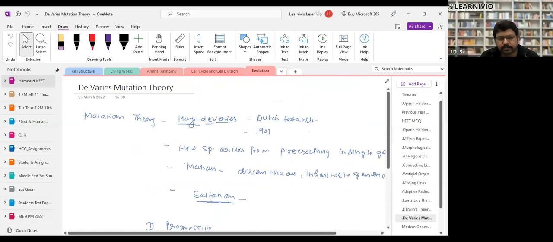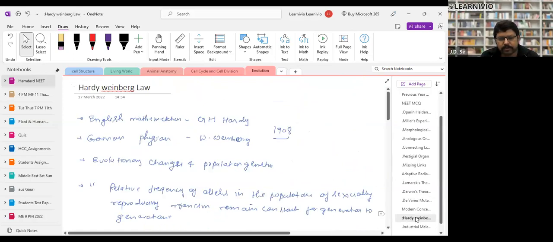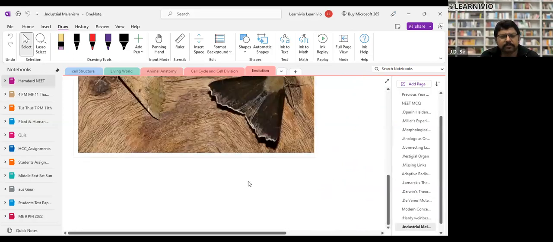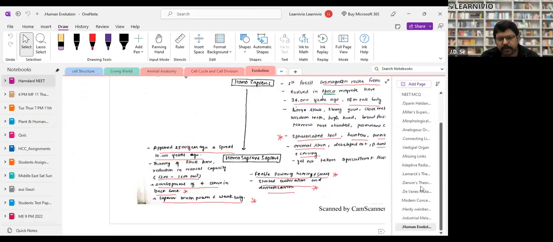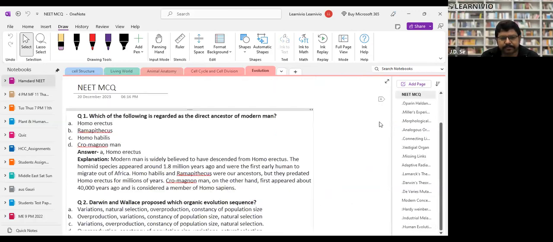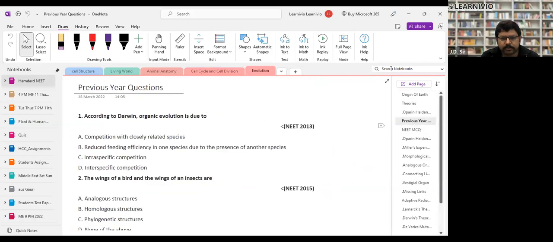Variation, mutation. Hardy-Weinberg law, we have already discussed. Industrial melanism, you must be aware of that. Human evolution, I have already told. Right. Let's do some previous year question papers. Previous year questions. Fine.